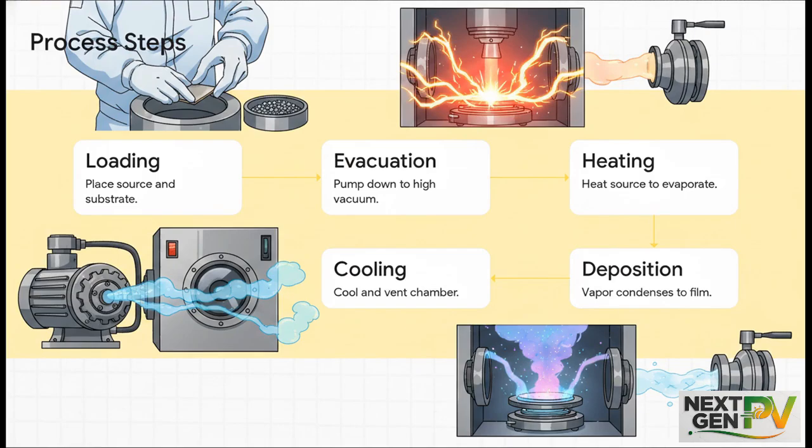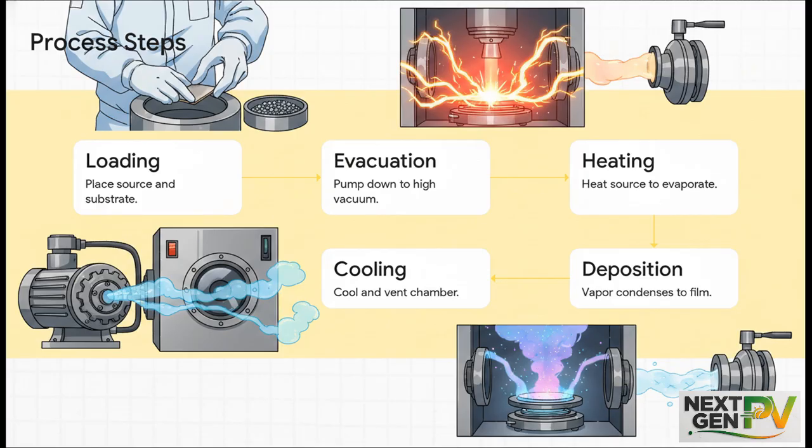Running this highly advanced machine follows a pretty strict 5-step process. Step 1 is loading, getting your source material and your target substrate securely into the chamber. Step 2 is evacuation, firing up those pumps to suck all the air out. Step 3 is heating. This is often done using resistive heating, where we pass a massive electric current through that tungsten boat until it glows white hot. Or sometimes we use an electron beam fired directly at the material.